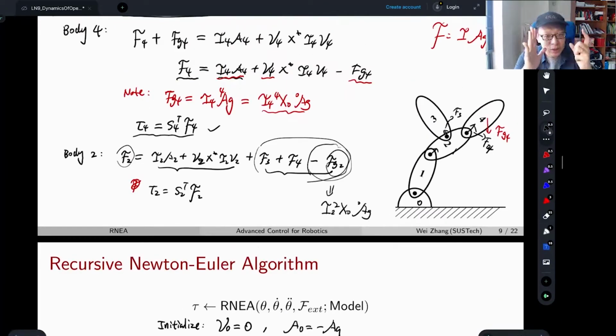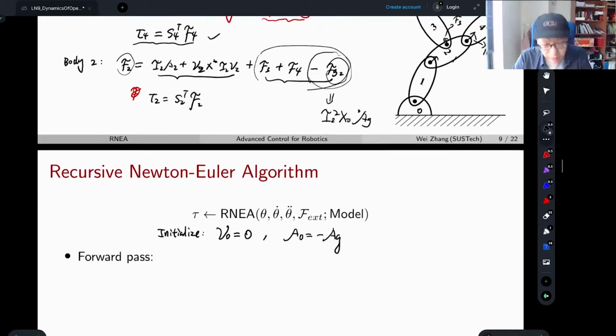Each link has this term, because of the gravity. The gravity field is the same. We can think about body 0, the environment, as having a downward acceleration, and that takes care of everything. You can ignore this term during the formulation. Of course, you don't have to do this, but this is a common trick that people use to simplify the code.